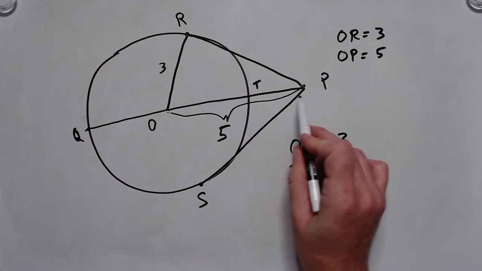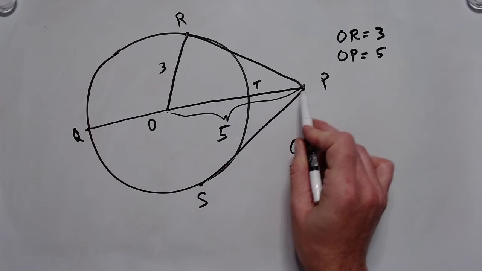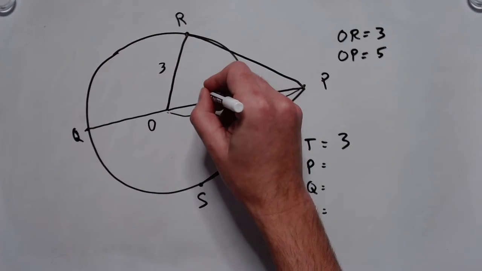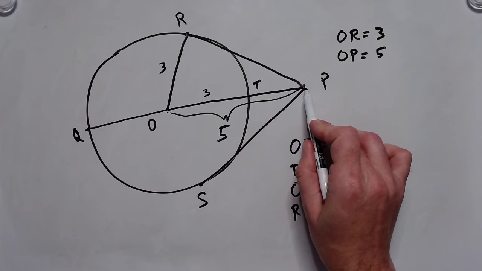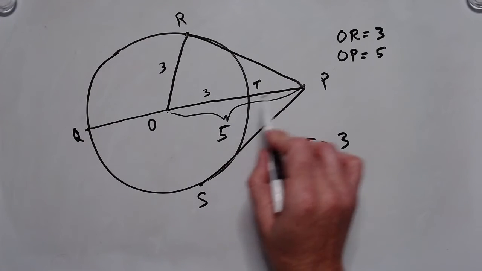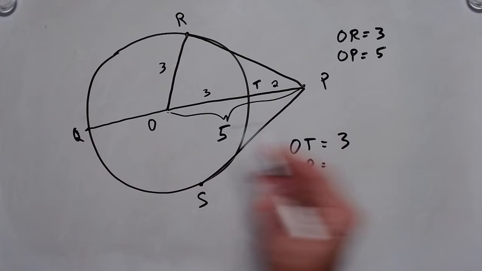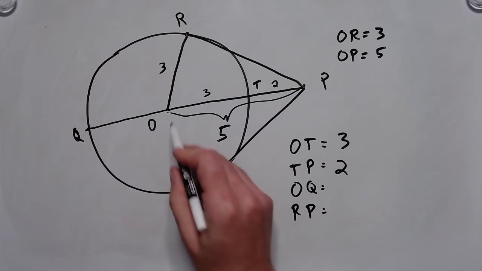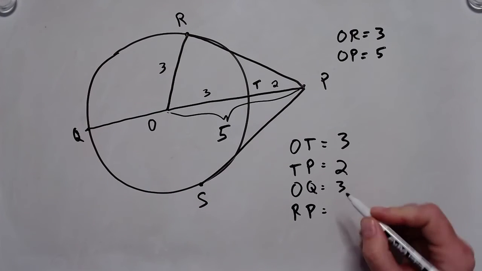Let's look at TP. Well, TP is from here to here. We know from here to here, this is 3. So the total length from O to P is 5. From O to T is 3. So from T to P has to be 2. 2 plus 3 is 5. Okay, 2. OQ. OQ is just another radius, so that's 3.